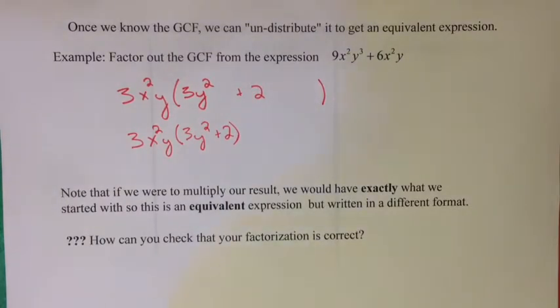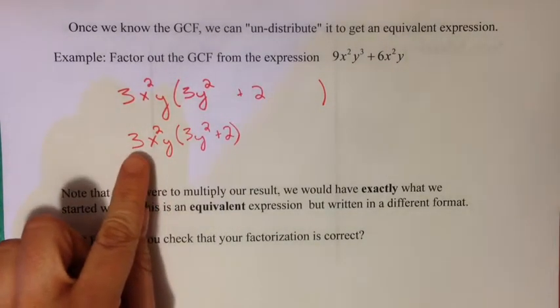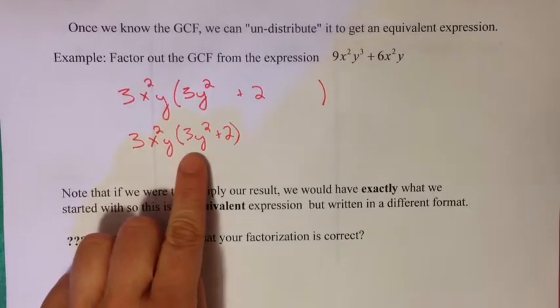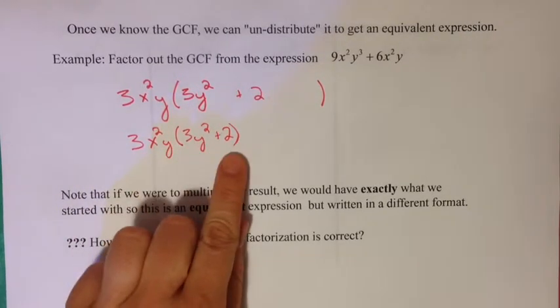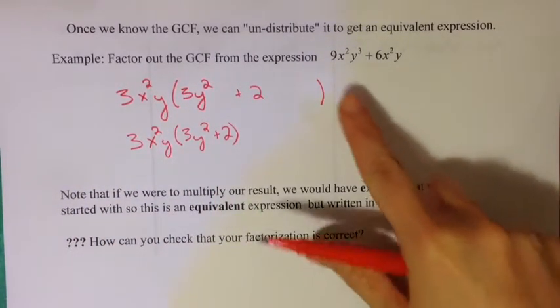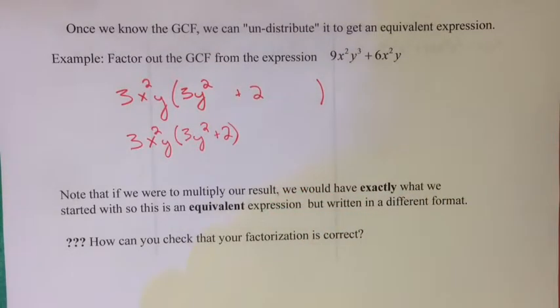Notice that if I multiplied this back out, and I took the 3x squared y multiplied by 3y squared, and then multiplied it by 2, I would end up with exactly the same thing that I started with. So it's an equivalent expression. It's just two ways of writing down the same thing.